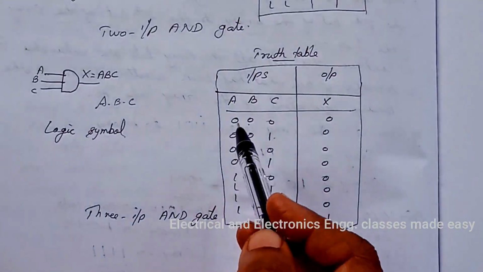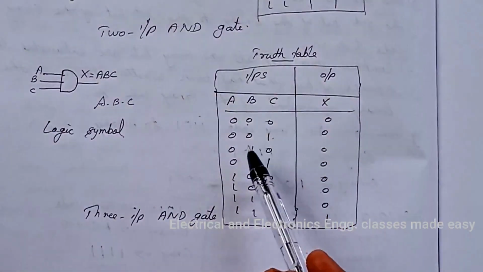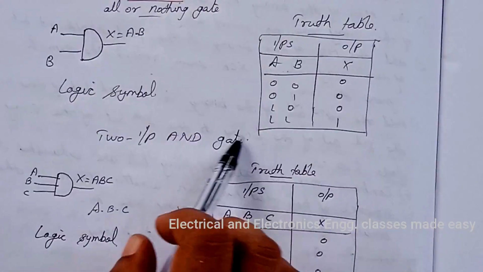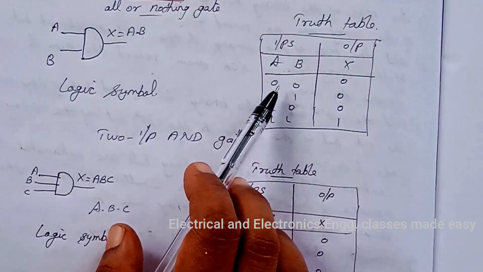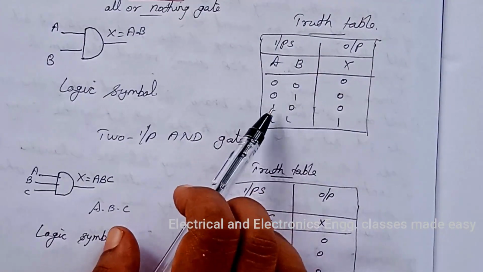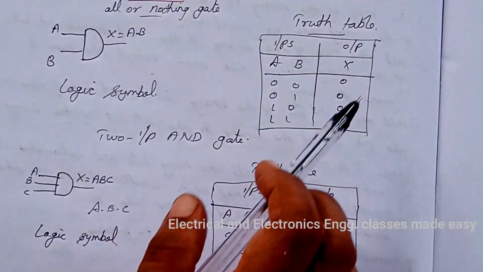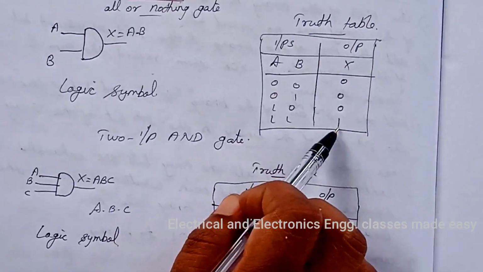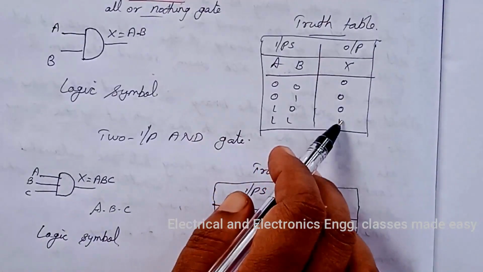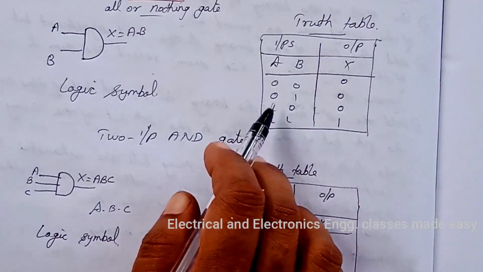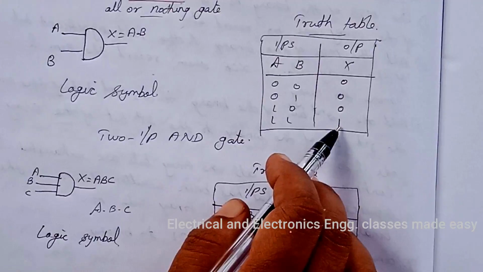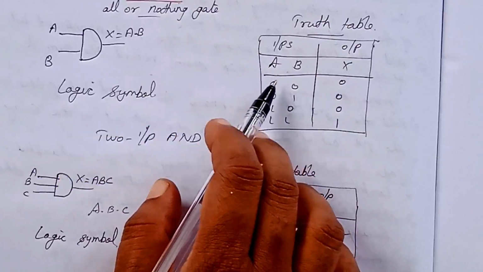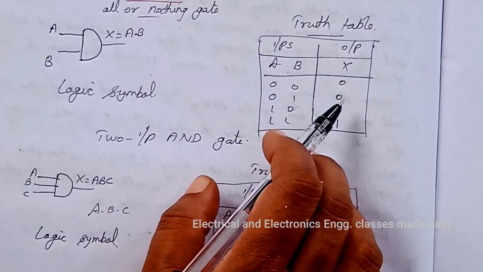In the case of the 2 input AND gate, the combinations of inputs are 0 0, 0 1, 1 0, 1 1, and the output is high only when all the inputs are high. That is 1 1 only. The output is 1 if the inputs are 1 1, and the output is 0 when any of the inputs is 0.